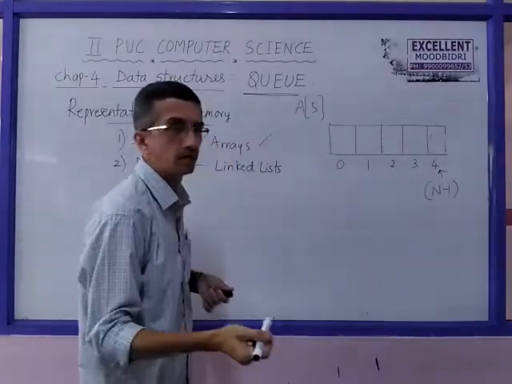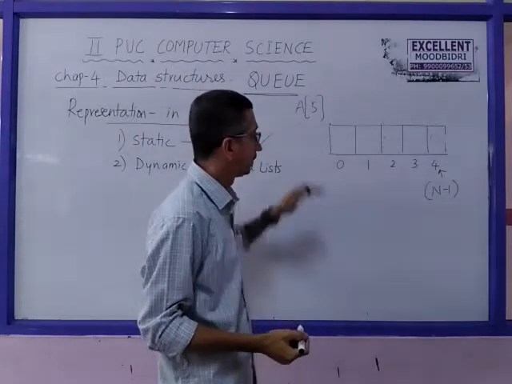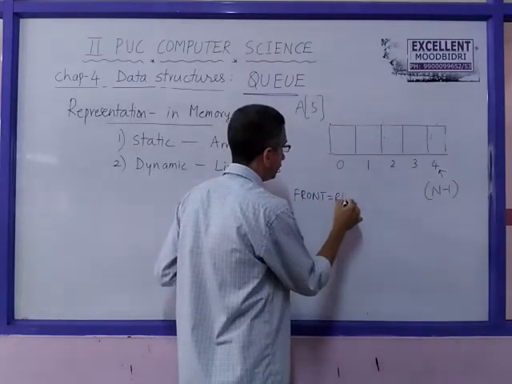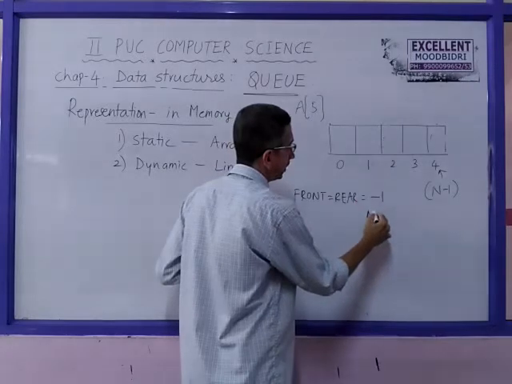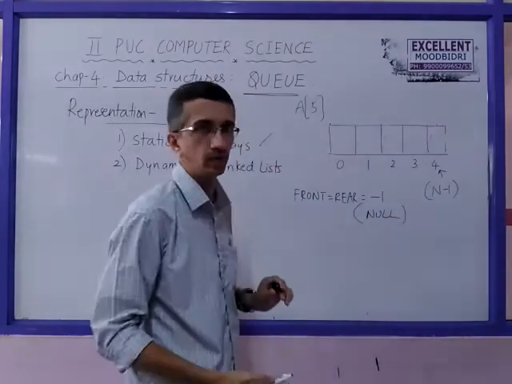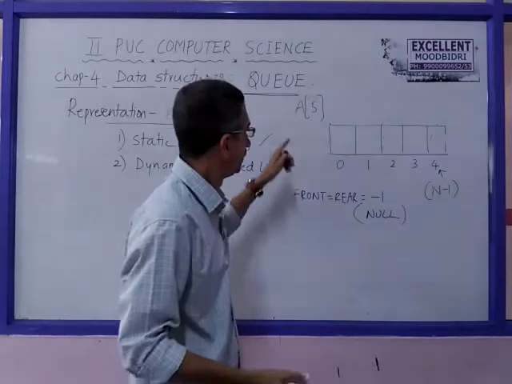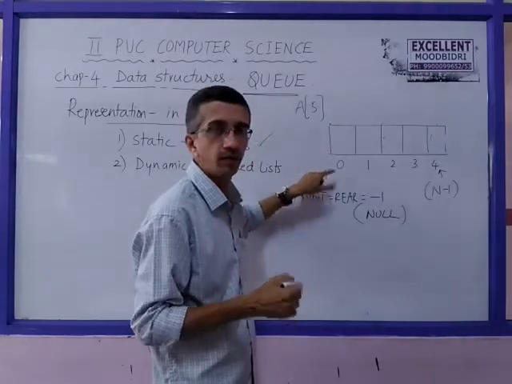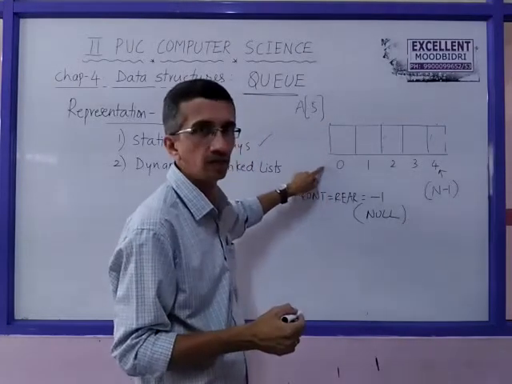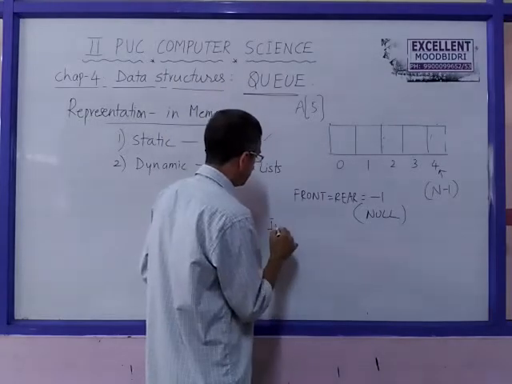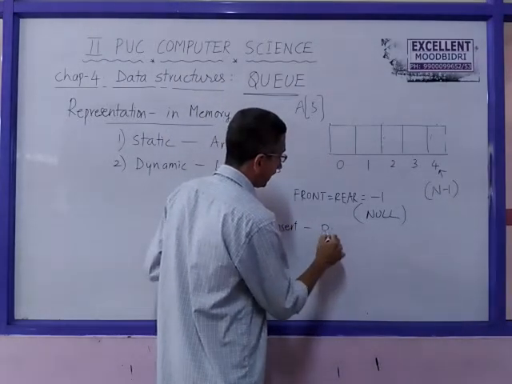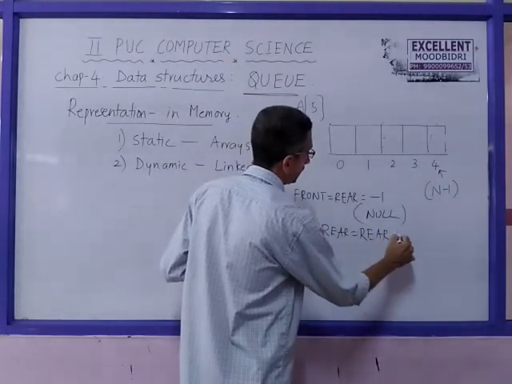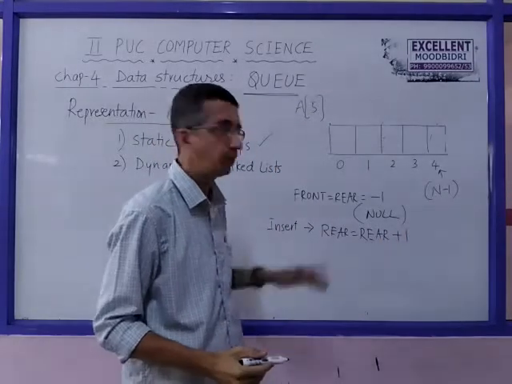Now let us start from the beginning. Now the queue is said to be empty, right? For this we take front is equal to rear is equal to -1, either null or -1 we can take, as in the case of a stack. Now when we insert one item, where are we inserting? At the index 0, correct? The first item will have the index 0. So to insert an item, rear is equal to rear plus 1. So this is the expression to increment the rear.